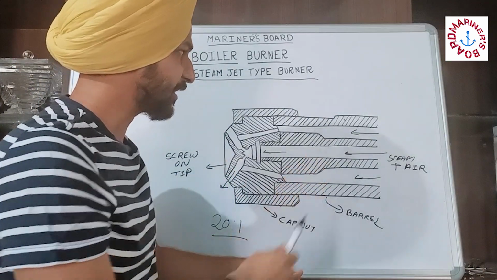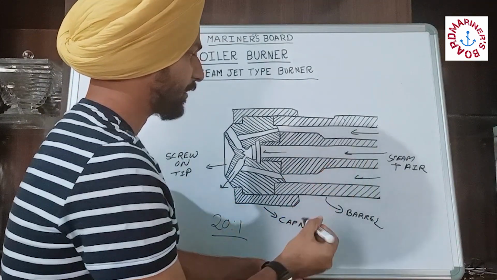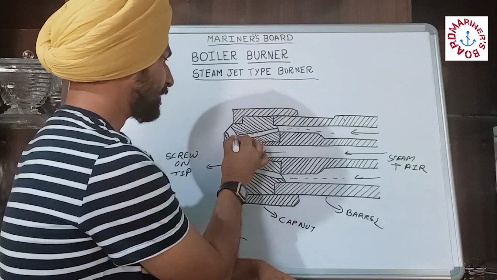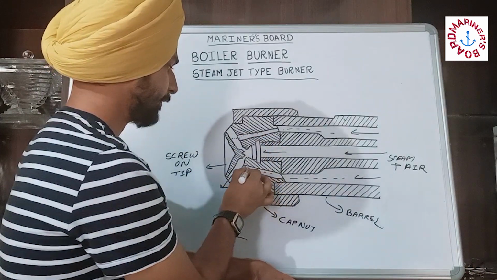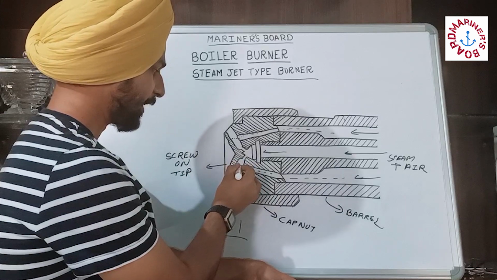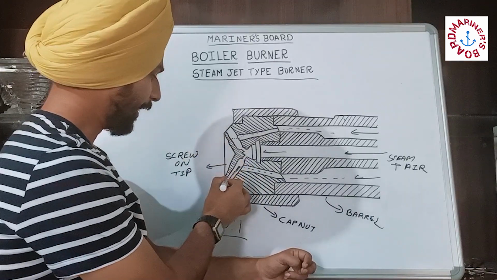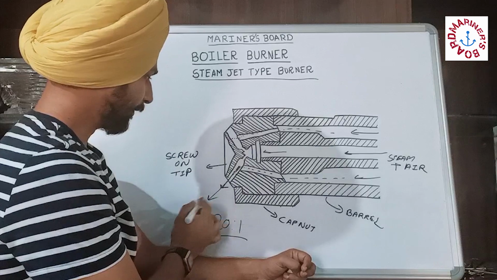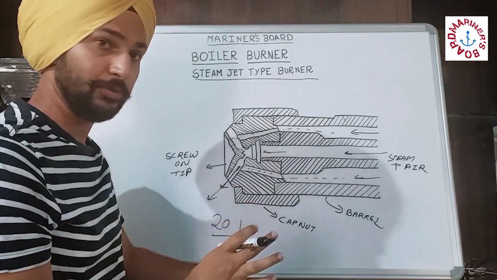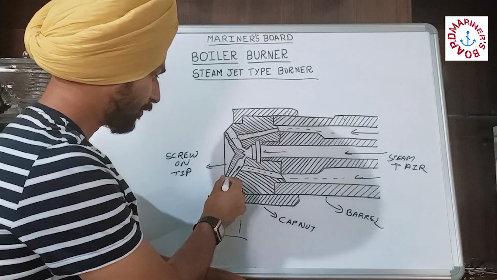The fuel is being injected from these two places. The fuel comes here. It enters into these nozzles. As it enters, the steam takes away fuel particles and breaks them into fine particles, and atomizes the fuel as they come out from here.